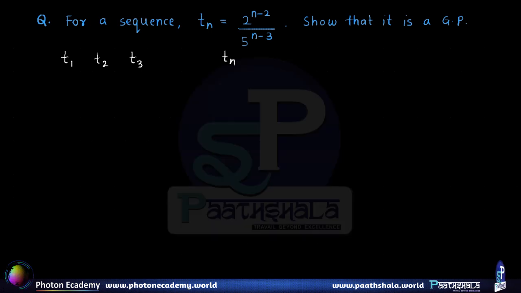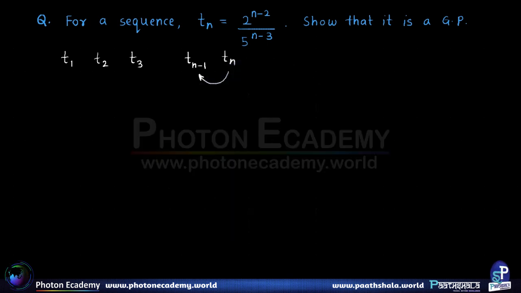definition of GP. So let's consider the general term Tn, and the term before that is, as we know, nothing but Tn minus 1. So if we show that the ratio of these two terms is constant, that is, it does not depend on n, then it will prove that the given sequence is a GP, right? So therefore let us do the ratio of Tn and Tn minus 1.